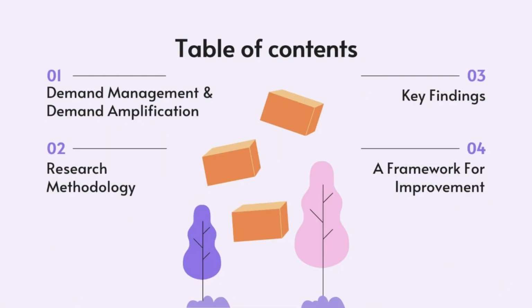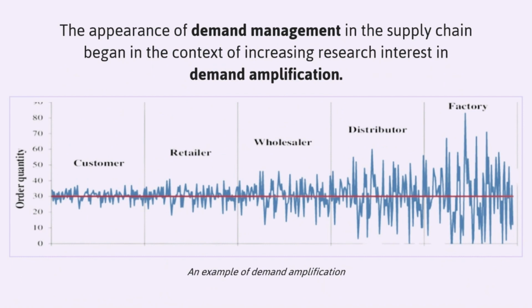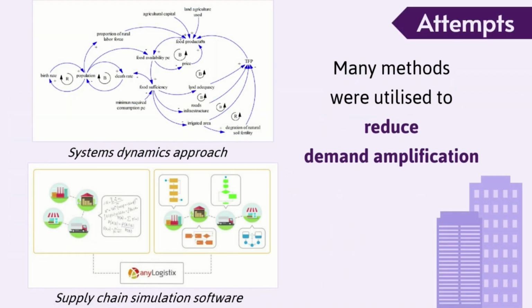This paper presents a brief review of the demand management literature before presenting key findings from 6 case studies. The appearance of demand management in the supply chain began in the context of increasing research interest in demand amplification. A number of studies have used the system dynamics approach to develop computer-based simulations of supply chain activity, and thereby test various theoretical strategies to deal with demand amplification.